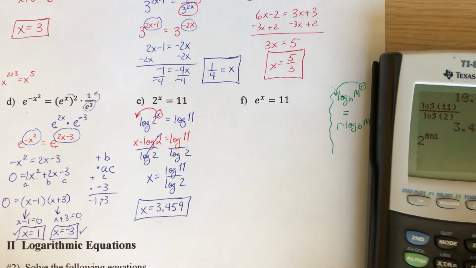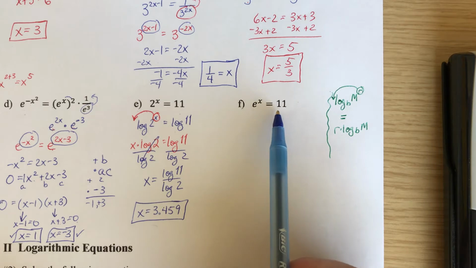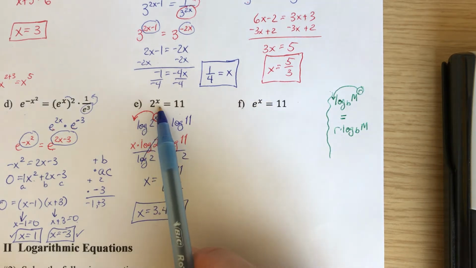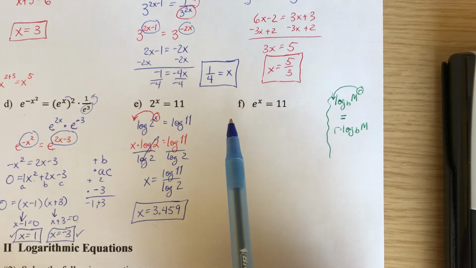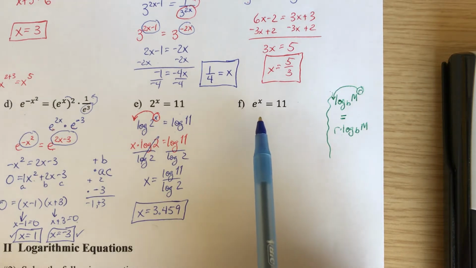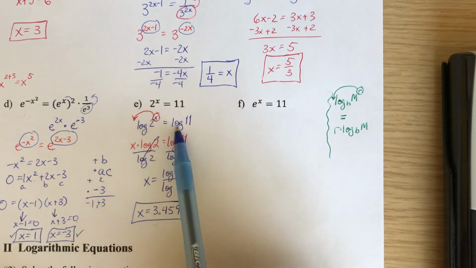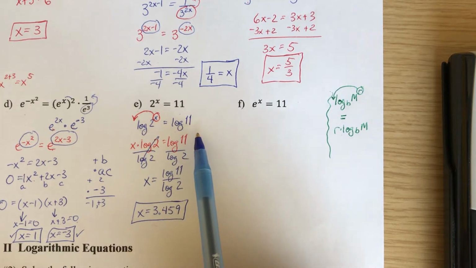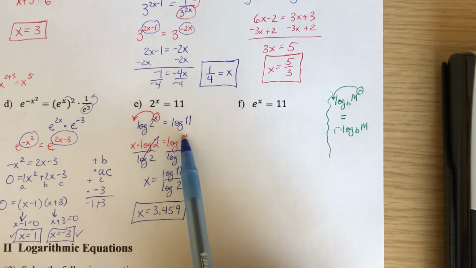Now in part F, the base here is e. E raised to the x equals 11. Okay, so very similar problem here. It's just the base is different. So we're going to get a different solution to that. Now think about this. Yes, we want to take the logarithm of both sides, but is there an easier log to use than just a base 10?